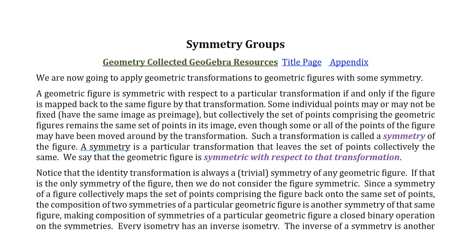In this video, we're going to start talking about symmetry groups. So what we're doing is we're going to apply geometric transformations to geometric figures that have some symmetry to them.